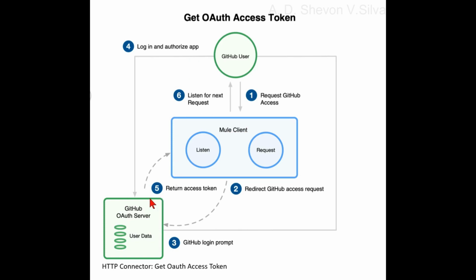5. The GitHub authentication server returns an access token. 6. The client app listens for the next request.